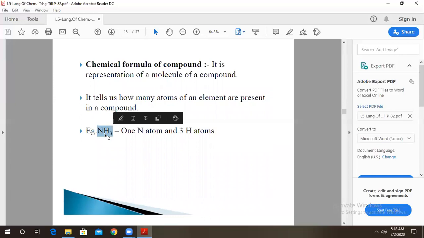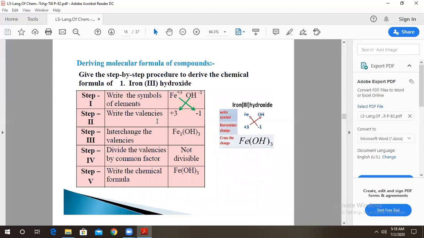And what do we come to know from this chemical formula? That it is made up of one atom of nitrogen and three atoms of hydrogen. This information we get from the chemical formula, that is how many atoms of each element are present in the given compound. How to derive the chemical formula? To derive the chemical formula, last year also we saw the 5-step method. So let us see the step-by-step procedure to derive the chemical formula of iron 3 hydroxide.